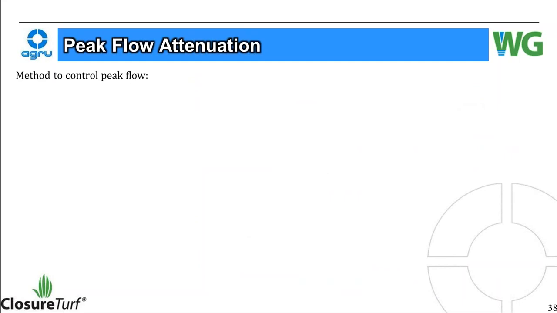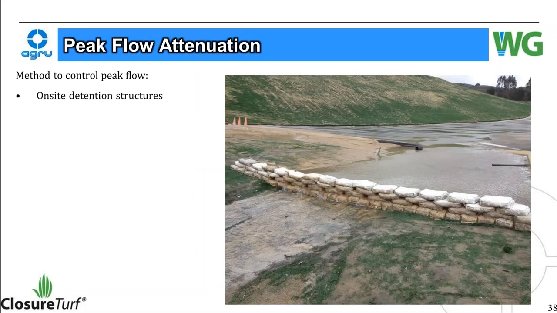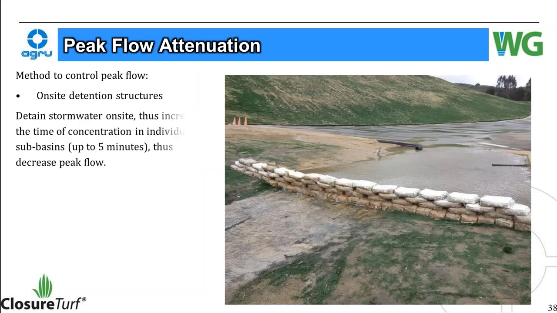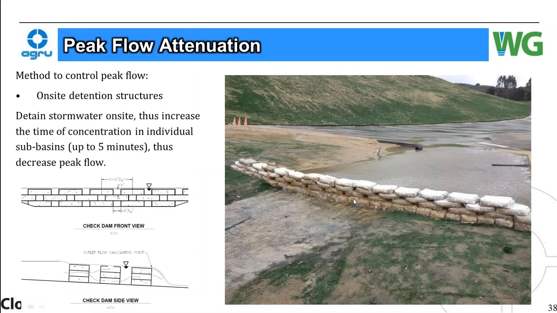There's a couple of methods to control that peak flow. One is on-site detention structures. These are basically sackcrete stacked with openings in here, holds water behind it, but once the rain stops, all this water drains out, thus you're not ponding water on top of a landfill. It was able to increase times of concentration in the individual subbasins up to 5 minutes. So it does decrease overall peak flow from the site.